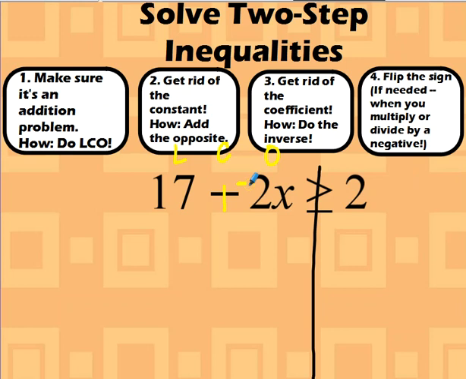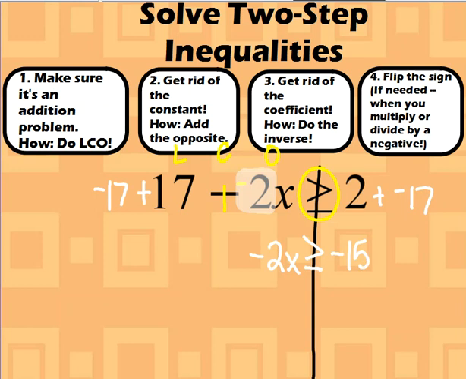At this point, you can probably tell that this coefficient is negative. So I would say definitely when we get to the end, our sign is going to flip. Same thing as regular equations. Let's go ahead and get rid of the constant. The constant here is in an opposite order. The constant is 17. So to get rid of a 17, I'm going to add a negative 17. Whatever I do to one side, I do to the other, so plus negative 17. I'm left with negative 2x is greater than or equal to 2 plus negative 17, which leaves me with negative 15.